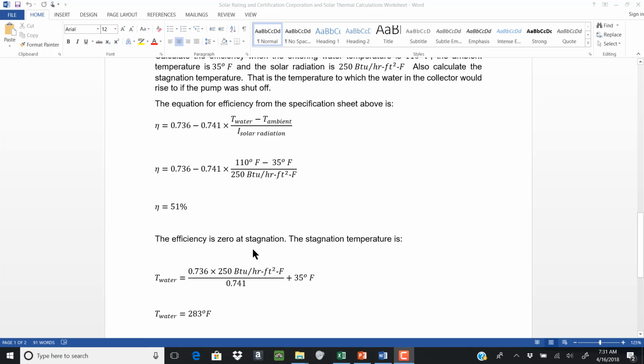Your homework assignment will incorporate these calculations. You may want to refer back to these at that time.